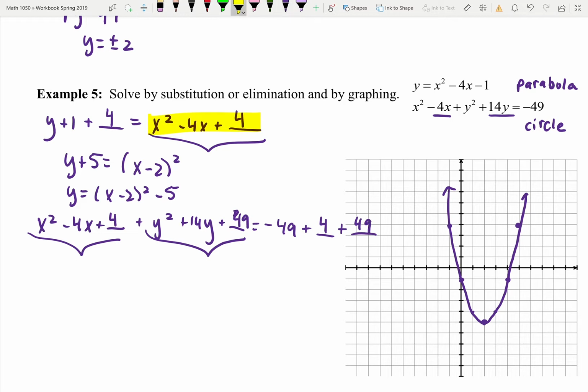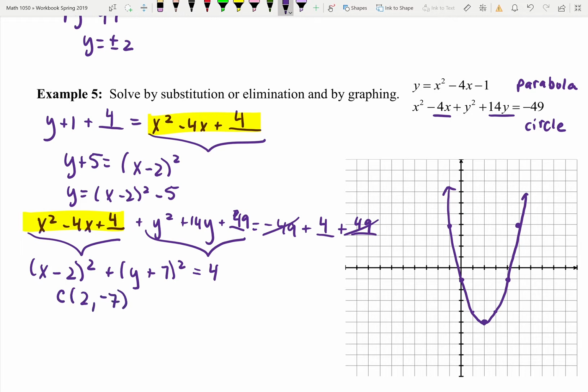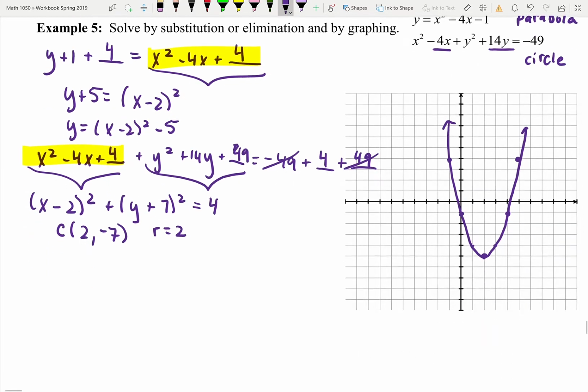Now I'm going to factor the x's. So that's going to give me an x and a minus. Square root of 4 is 2. Whole thing squared. Factor the y's. Y and a plus. Square root of 49 is 7. Whole thing squared. Negative 49, positive 49 cancel. And what I have left is a 4. So now I have a circle. The center of the circle is positive 2, negative 7. You have to change those signs. Radius squared is 4. So that tells me that radius is 2.